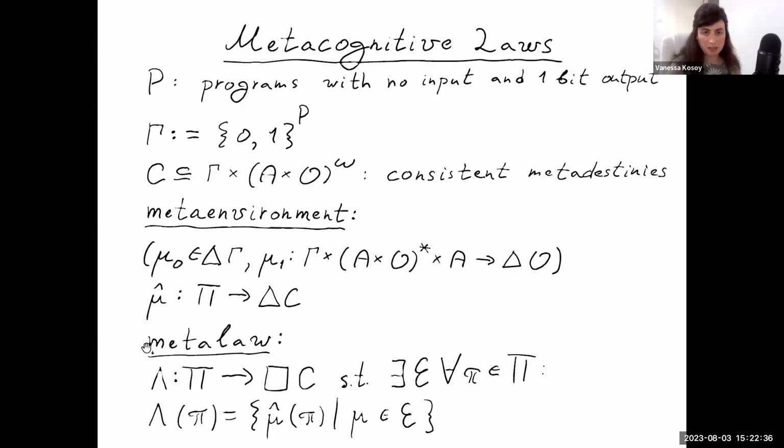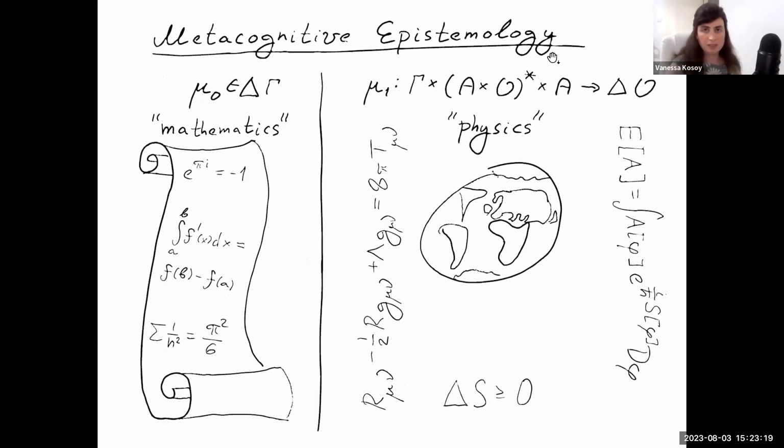And now we can define what a meta law is. So a meta law is now just a continuous mapping from pi capital to box C, such that exactly like before, there exists some set of environments E, such that for every policy pi, lambda of pi is exactly the set of mu hat pi for all mu in E. So now we have a notion of hypothesis for a metacognitive framework, in which a hypothesis says things both about abstract, Platonic things like computations, and about the actual external world, and potentially about the relationship between those two.